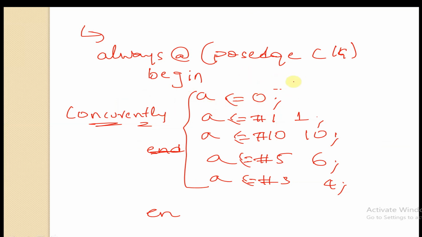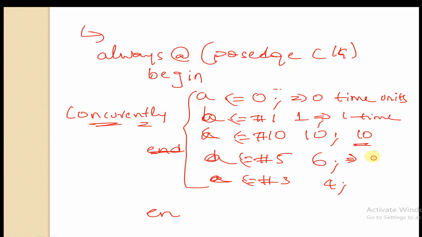So here what happens, we are assigning A is equal to 0. Here this is at 0 time units and this is at 1 time unit. I will change the variables B, C, D, E, and this is at 10 time units, this is at 5 time units and this is at 3 time units. So at the output at 0 time units, we will get the value of A is equal to 0.